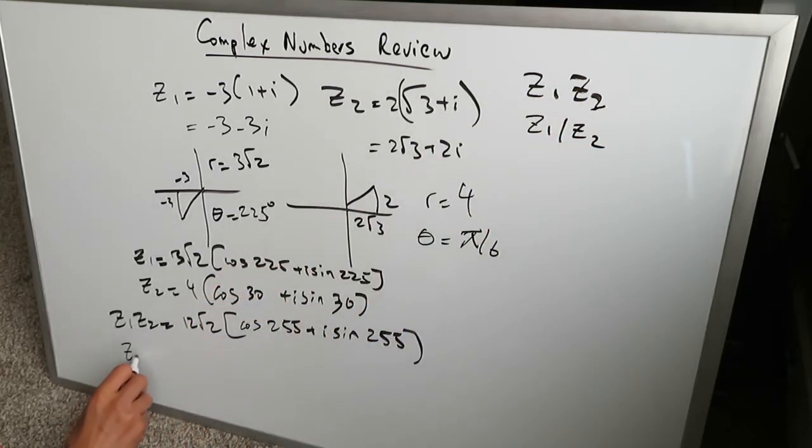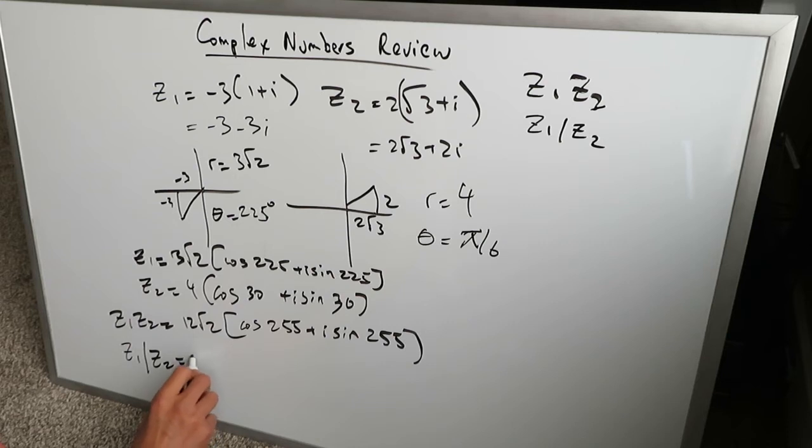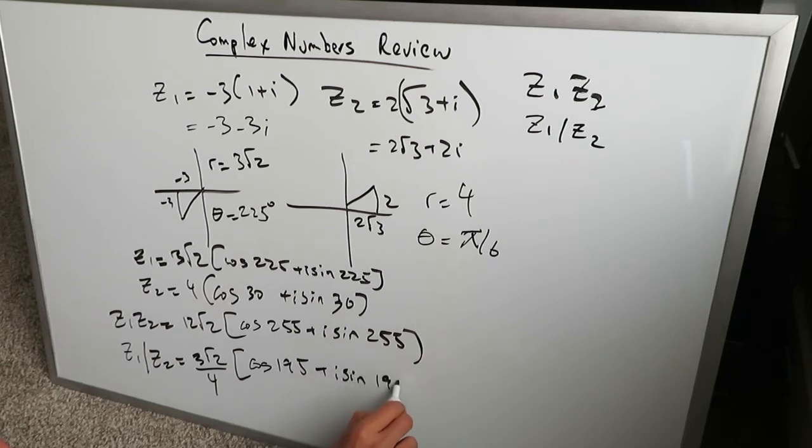In the quotient formula you subtract the angles and you divide the moduluses. 3 root 2 divided by 4, you can just write that as 3 root 2 over 4. You can get a decimal value here if you want, but you'll subtract these. 225 minus 30 would be cosine of 195 plus I sine 195.